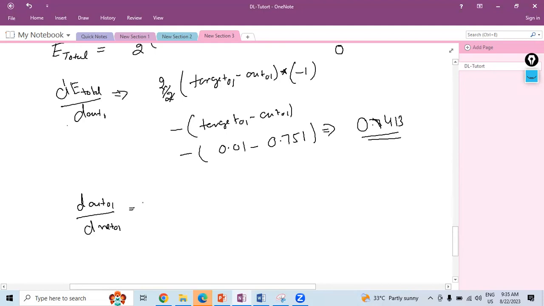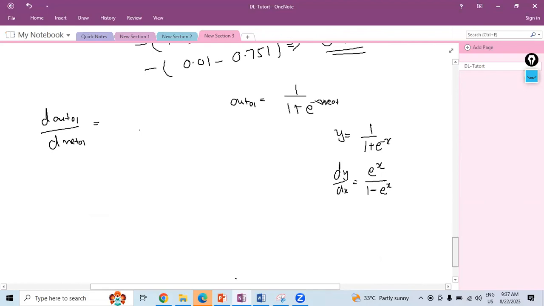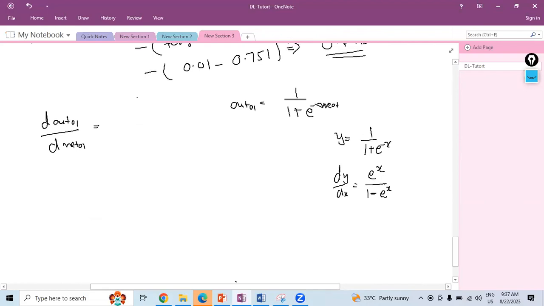If you see, the formula for out O1 is 1 by 1 plus e to power minus net O1. If my formula is y equal to 1 by 1 plus e to power minus x, then dy by dx will become e to power x divided by 1 plus e to power x. If I use this derivative, it will be minus, because the power will come, right? It will be minus. If I calculate all these stuffs, it comes out to be 1.1.